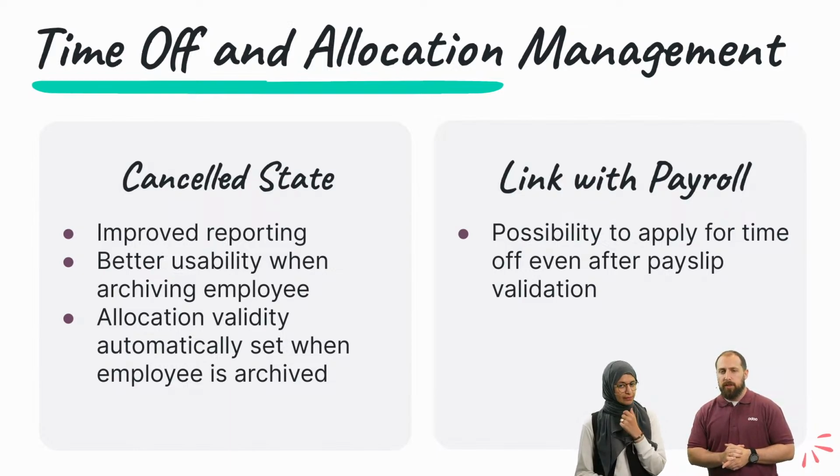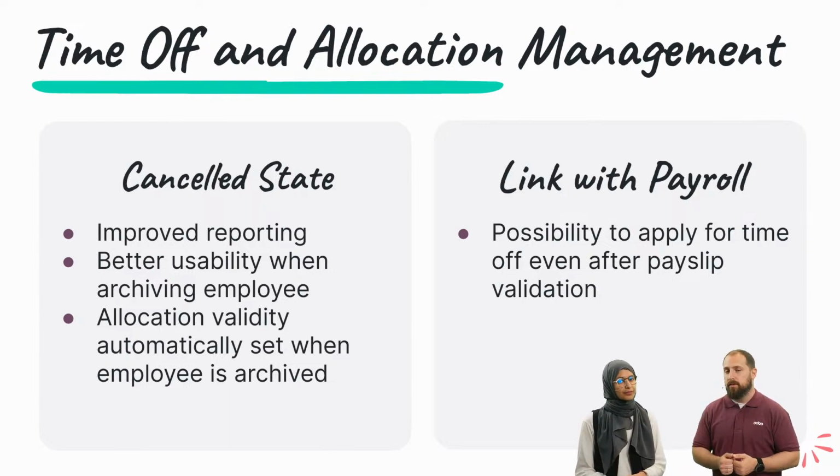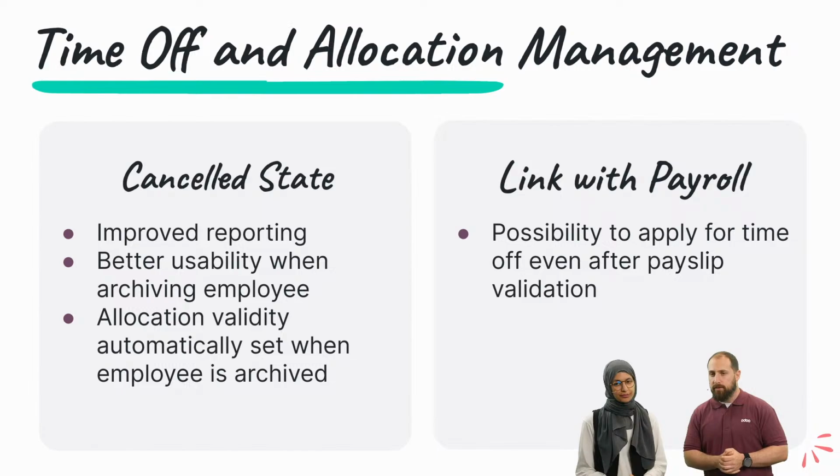Also, there is better usability when you archive the employee, so that's typically linked to what I've just said. When you archive an employee, it will also cancel their leaves. And finally, we set the allocation validity date to the date of the archiving, so that they can take their last days until the date you archive them. Afterwards it makes no sense to have them still taking days if they are still a user of the database, right?